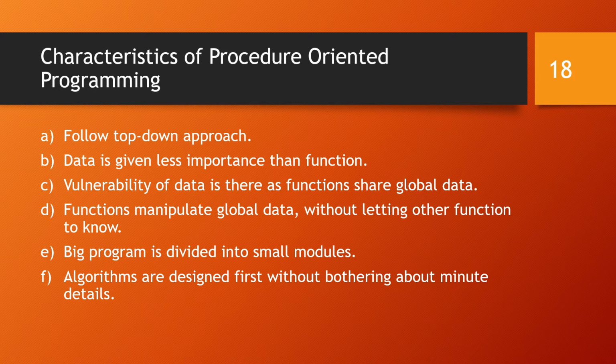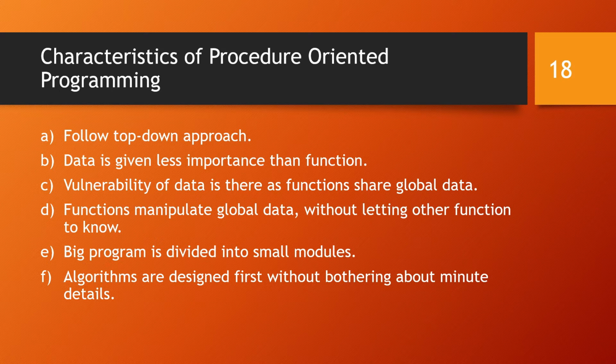Number one, follow top-down approach. So in other words, the program is a series of steps that run one after another. Number two, data is given less importance than the function. Naka-focus si procedural programming sa more on functions than the data. Okay, number three, vulnerability of data is there as functions share global data.